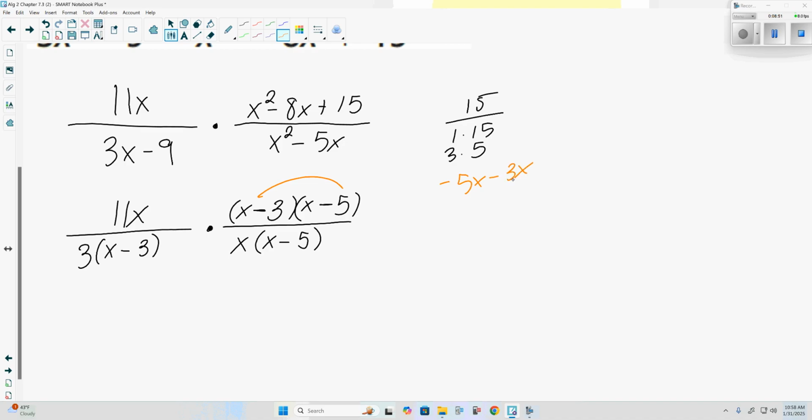Because x times negative 5 would be negative 5x. Negative 3 times x is negative 3x. And our negative 5x minus 3x is indeed negative 8x.